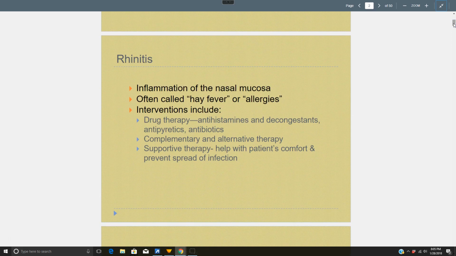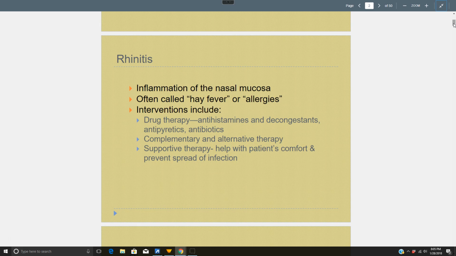The first one is rhinitis, and that's just a fancy name for hay fever or the cold. It's just an inflammation of the nasal mucosa or nasal cavity. It can be either chronic or acute, and acute is called the common cold, and chronic is more symptoms that kind of resemble hay fever or allergies.